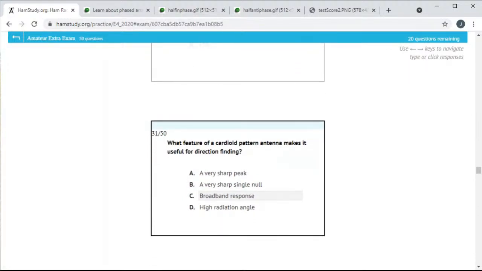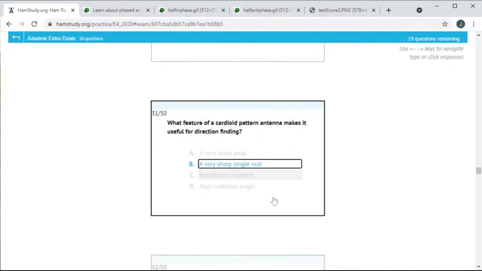What feature of a cardioid pattern antenna makes it useful for direction finding? A, a very sharp peak. B, a very sharp single null. C, broadband response. D, radiation angle. What's useful in signal finding is the null. So I'm going to go with a very sharp single null.